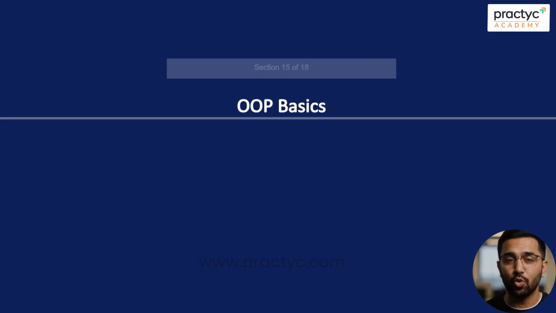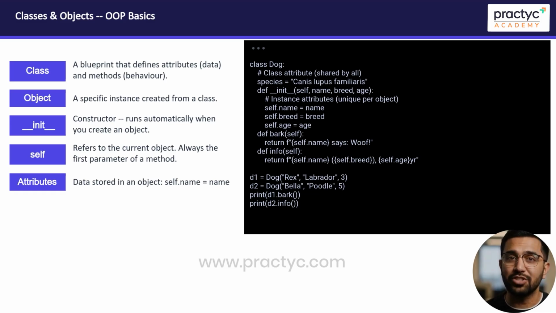Welcome to the section on OOP basics. We'll explore the foundational concepts of object-oriented programming. Classes are blueprints defining attributes and methods. Objects are instances of these classes. The __init__ method is a constructor, initializing object attributes. Self refers to the current object.